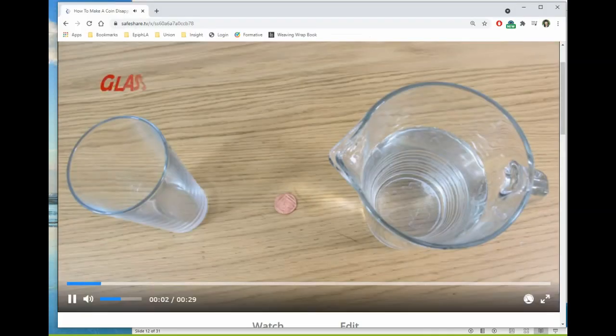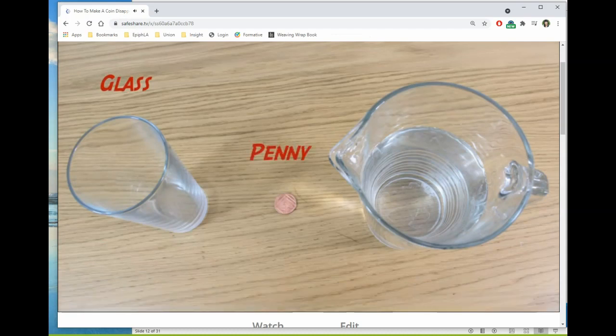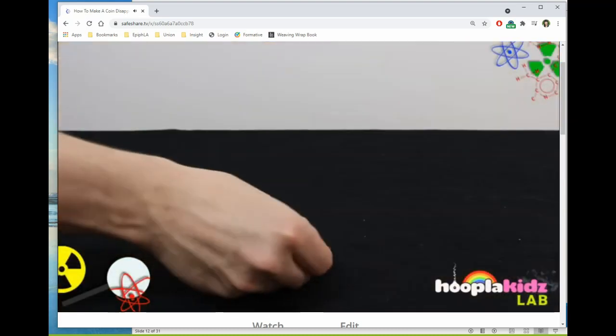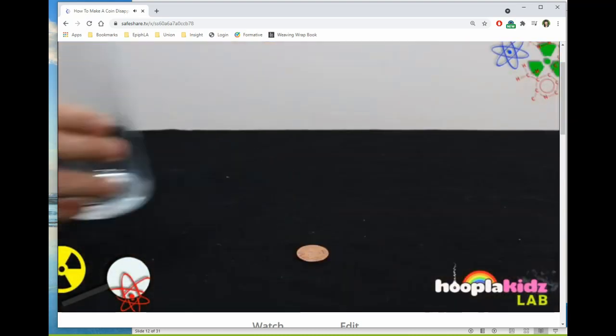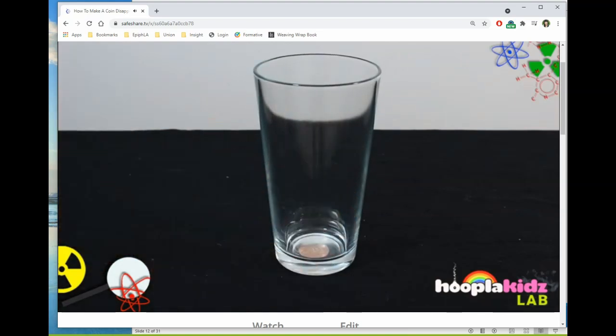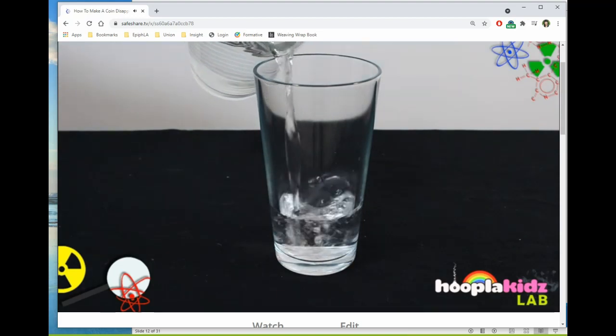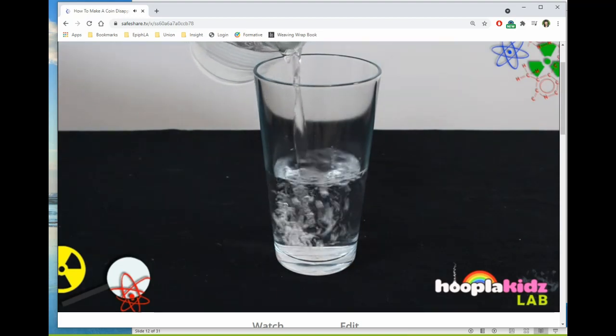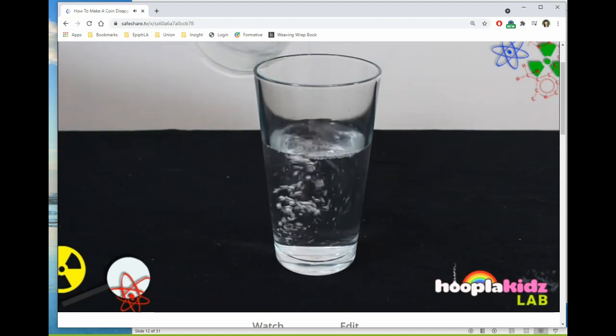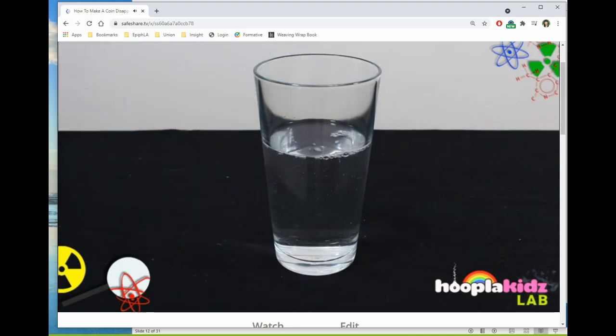For this experiment, you're going to need a glass, a penny, and a jug of water. It's a really quick and easy experiment to do. You simply put the penny on top of a tabletop and put the glass on top of the penny. As you can see, the penny is right underneath the glass. But as you pour the water in, the penny seems to disappear. Look closely. Where is it?